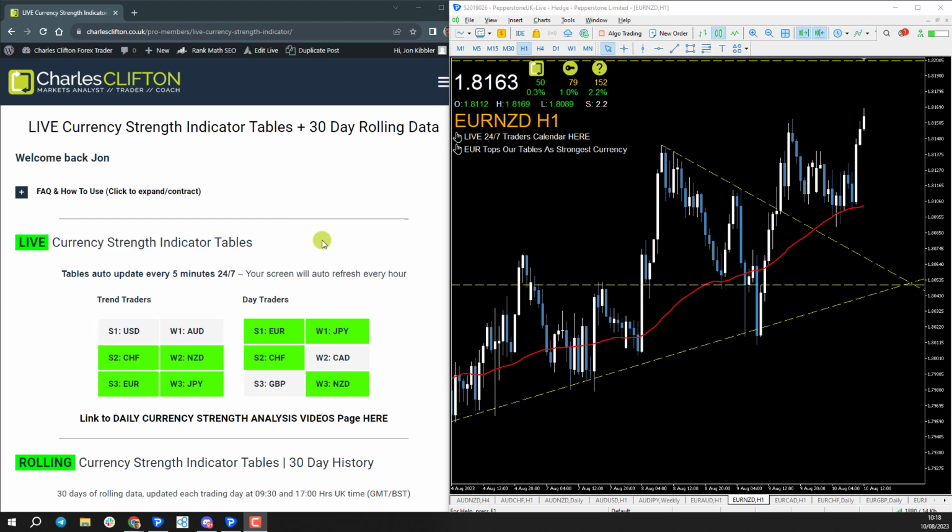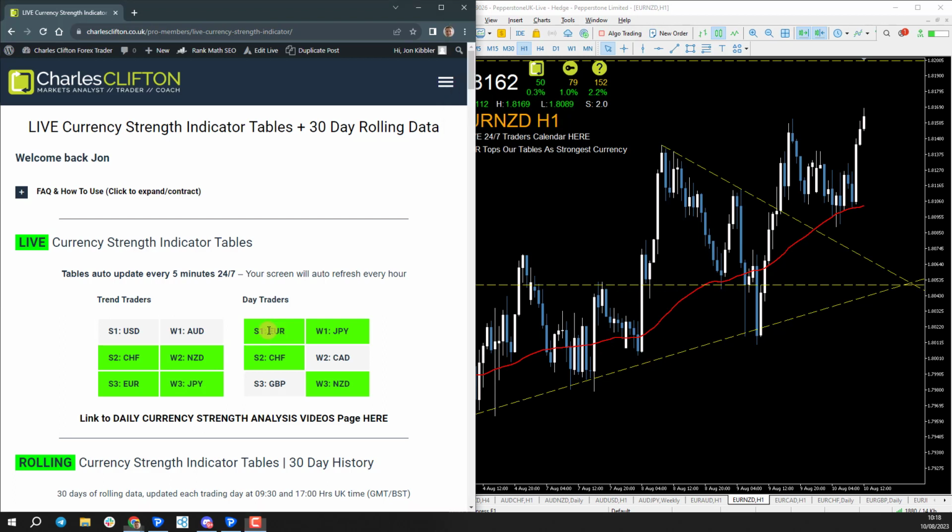We can still see that the euro is topping our day traders table. That's good for us. We're in a euro Kiwi position long. We also discussed a EURCAD position as well, so both of those are running in profit. Euro yen tops our day traders table, so we're going to take a look at that market again. And we've got Kiwi Swiss, or at least the Swiss franc, coming on as strong. We have taken a look at Swiss yen and Kiwi Swiss in the past.